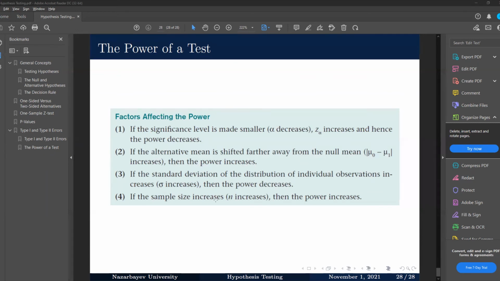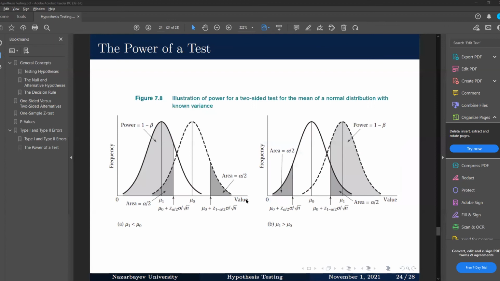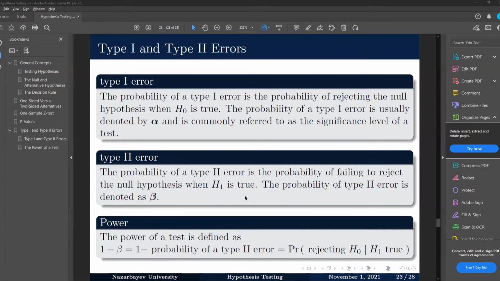If the sample size increases, then power increases. That's the main way we can increase the power of test, by taking larger sample sizes. Also, it should be noted that in some cases, making type one error is worse than making type two error. And the reverse is also true. In some cases, making type two error is worse than making type one error.